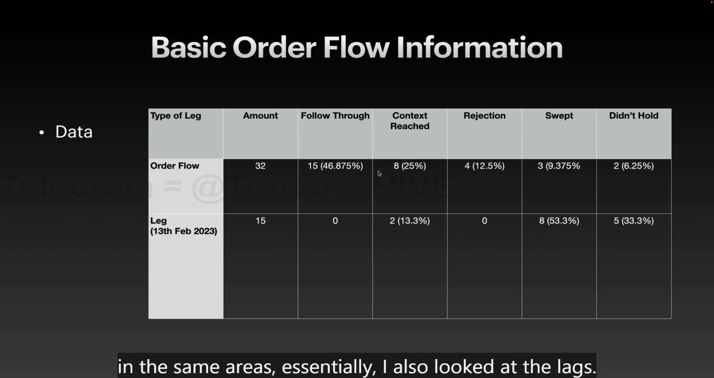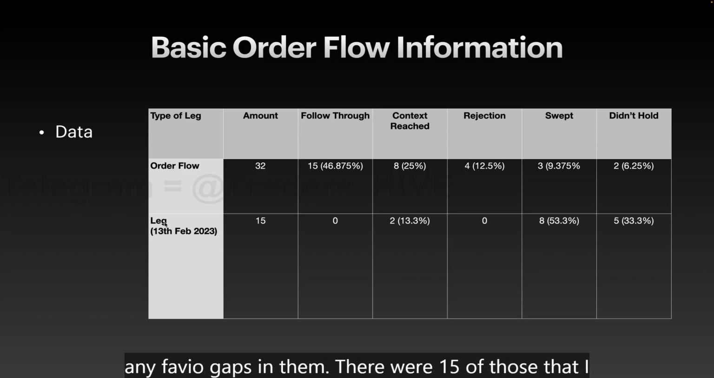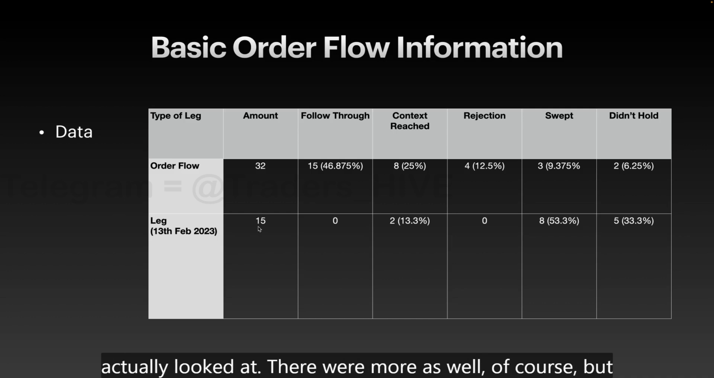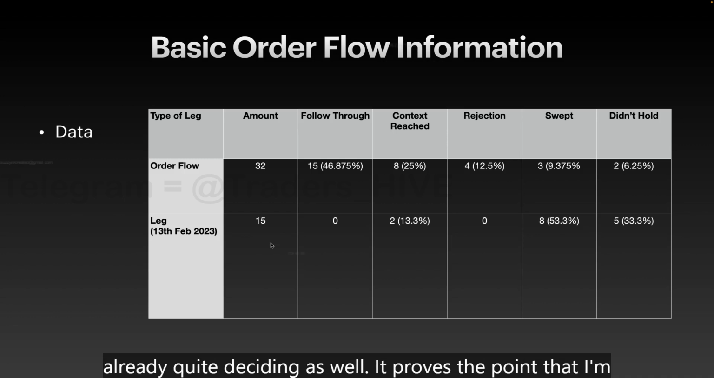Now, in the same areas, essentially, I also looked at the lags. So just the normal lags without any order flow lags, without any fair value gaps in them. There were 15 of those that I actually looked at. There were more as well, of course, but I just gathered that data and I thought, well, this is already quite deciding as well. It proves the point that I'm trying to make.